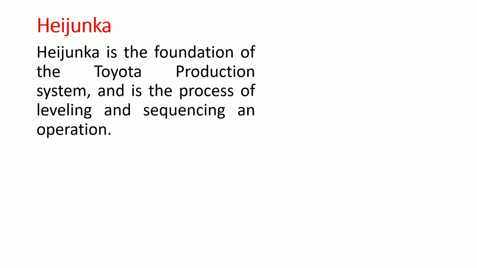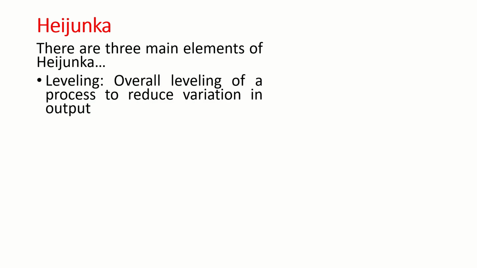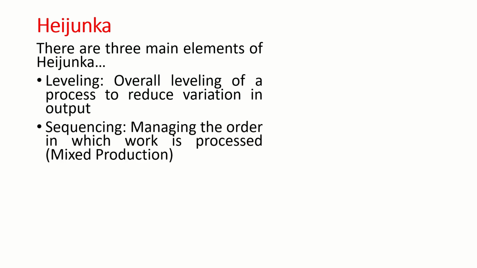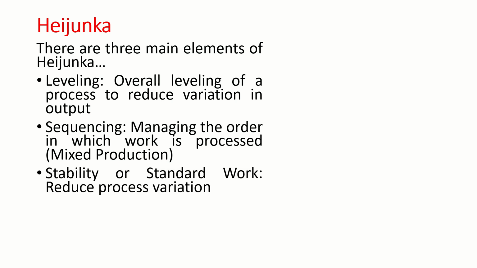The next tool is called Heijunka. Heijunka is the foundation of the Toyota production system and is the process of leveling and sequencing an operation. There are three main elements of Heijunka. Number one is leveling, overall leveling of a process to reduce variation in the output. Number two is sequencing, managing the order in which work is processed, which is also called mixed production. And stability or the standard work reduces process variation.